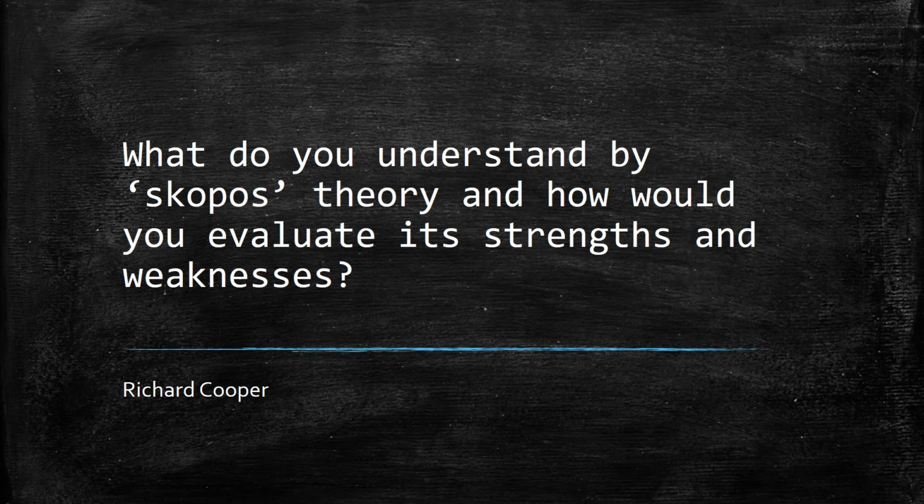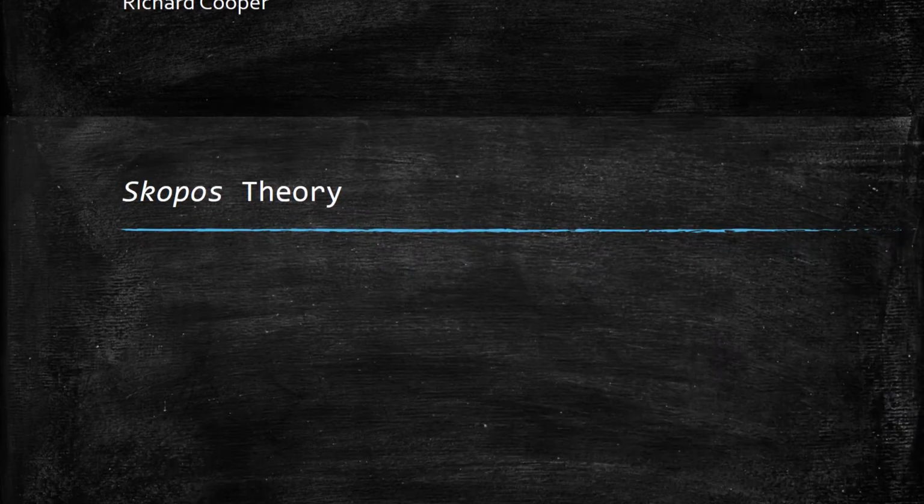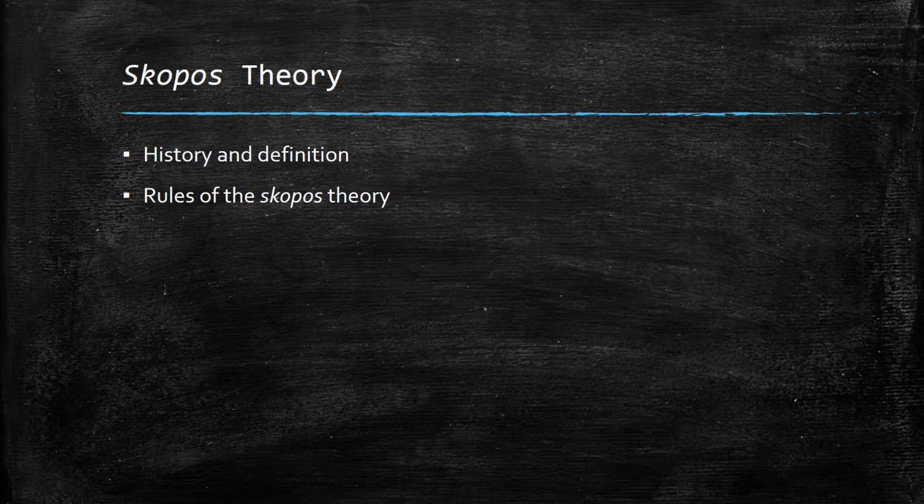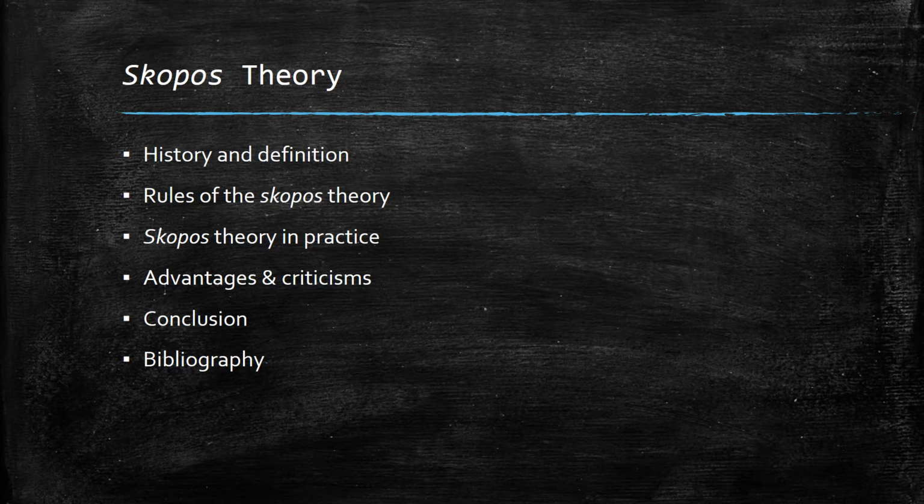And welcome to my presentation, which is on the question, what do you understand by Skopos theory and how would you evaluate its strengths and weaknesses? Now I'm going to divide my presentation into the following sections. I'm going to talk a little bit about the history and definition of the theory, the rules of the Skopos theory, and then try and apply the theory in practice, so to a case study. I'm going to talk about the advantages and criticisms, and then I'm going to finish with the conclusion and a bibliography.